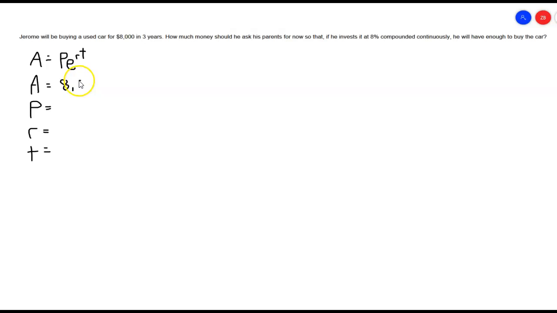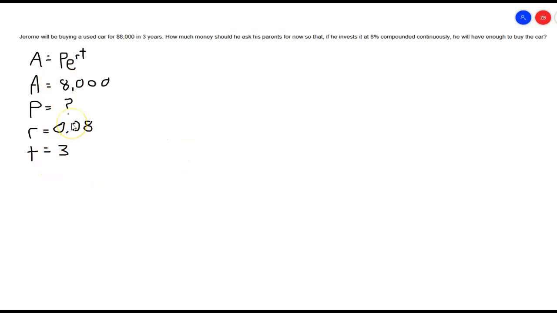The principal is the amount that we need to ask for from our parents, and the future value also includes any interest that we get in that 3 years. The principal, well, that's what we don't know, right? Because we need to know how much we're going to ask from our parents. So that's why I put a little question mark there, and that's the variable we're going to be solving for. The rate is 8%, so we're going to put that into decimal form. So just move the decimal 2 places to the left. And the t is time in years, which is just going to be 3.